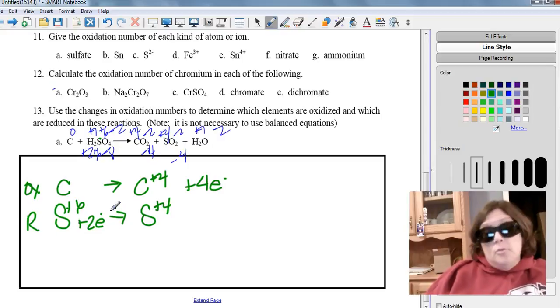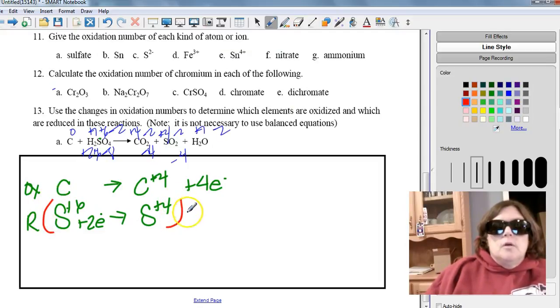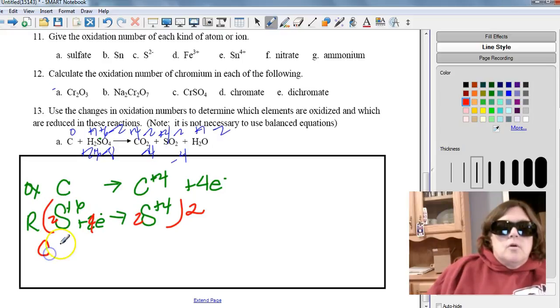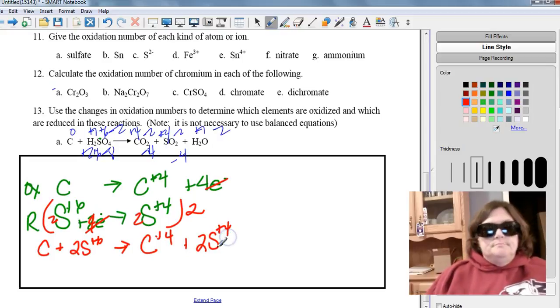Okay, there's 4 available though. That means there will be 2 sulfurs that react for every 1 carbon. So our overall equation will have carbon plus 2 sulfurs plus 4 electrons, which are going to cancel, gives us a carbon with a plus 4 plus 2 sulfur plus 4s.